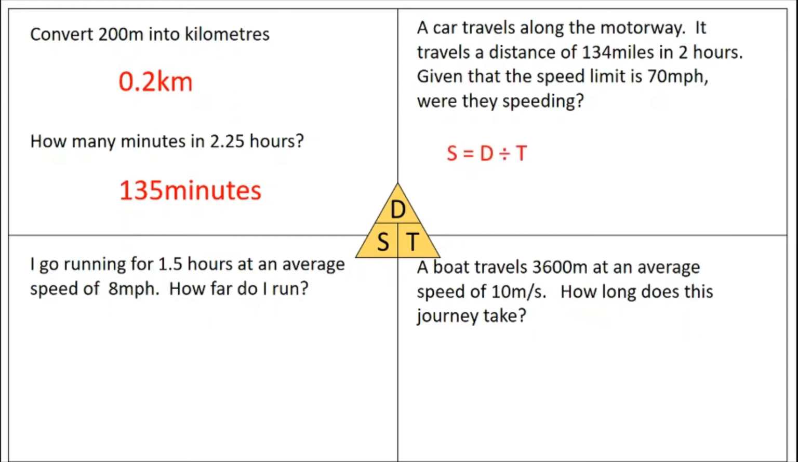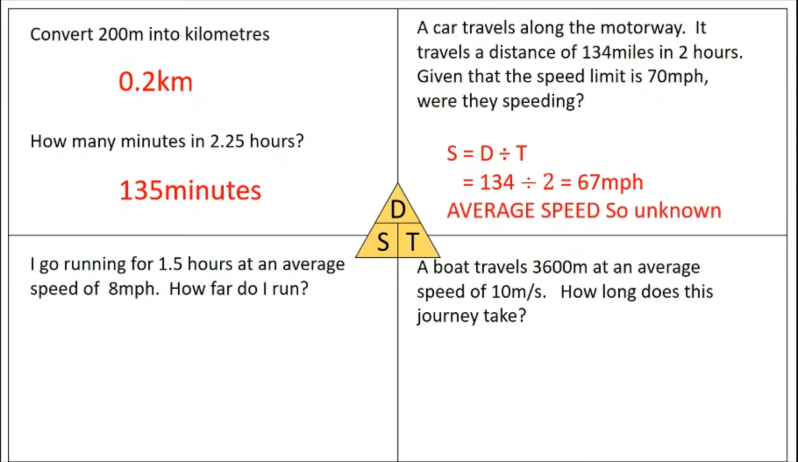To calculate the speed, distance divided by time, so 134 divided by 2 hours. That gives us 67 miles an hour. Unfortunately, this is only the average speed, so actually we still don't know whether or not they were speeding at all. It is possible that they weren't, but it is always also possible that they were.